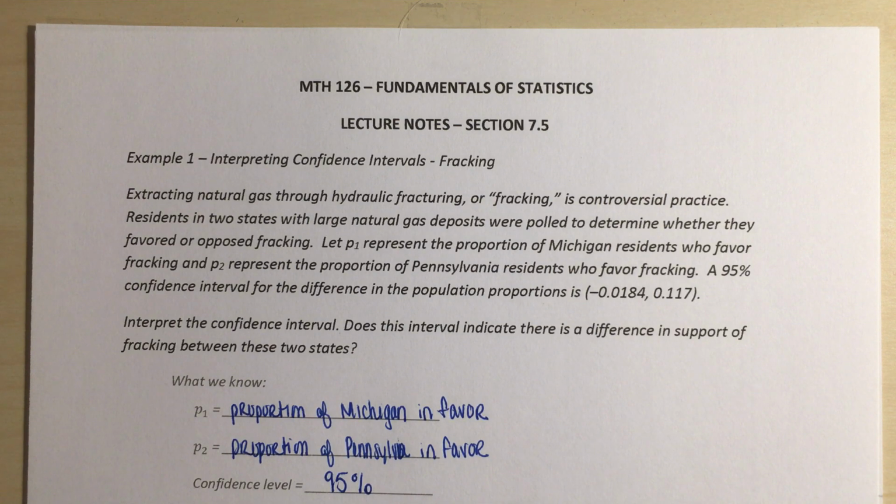So for example 1, extracting natural gas through hydraulic fracturing, or fracking, is a controversial practice. Residents in 2 states with large natural gas deposits were polled to determine whether they favored or opposed fracking. Let P1 represent the proportion of Michigan residents who favor fracking, and P2 represent the proportion of Pennsylvania residents who favor fracking. A 95% confidence interval for the population proportion is negative 0.0184 to 0.117. Interpret the confidence interval. Does this interval indicate that there is a difference in support of fracking between these 2 states?